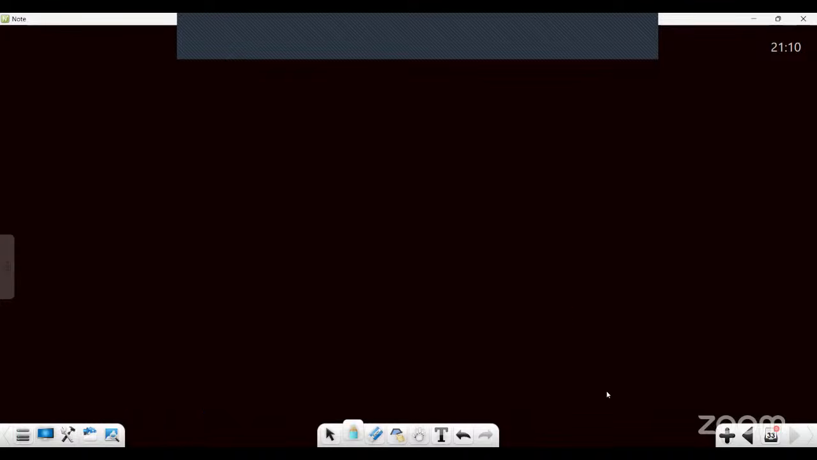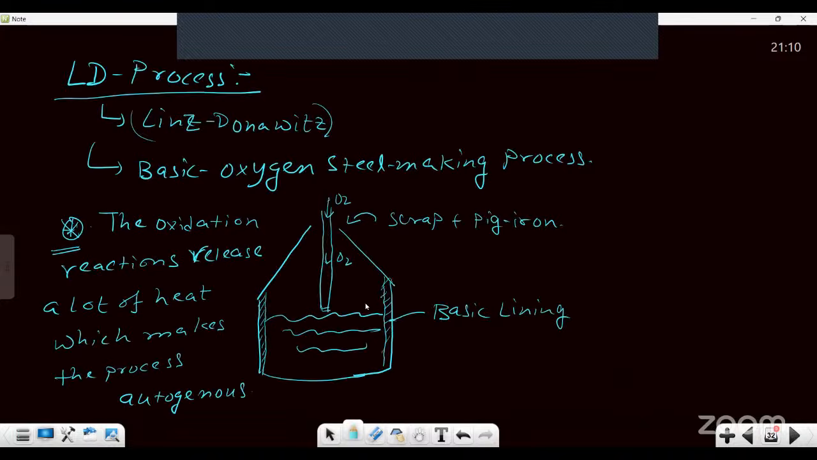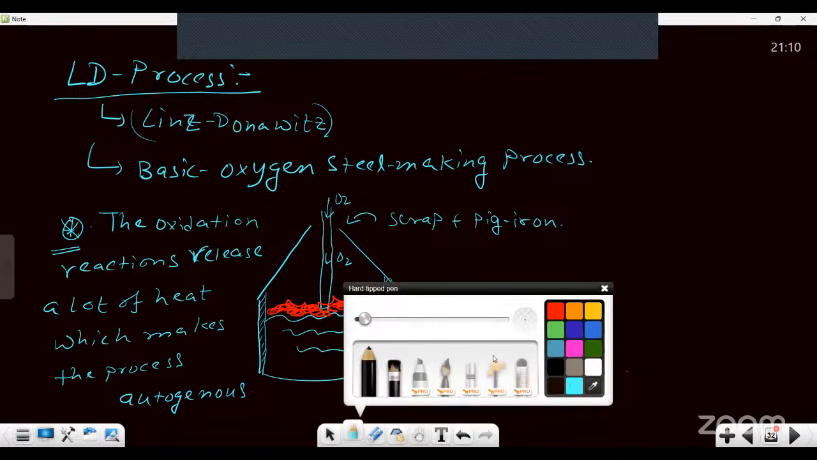Now, as carbon gets oxidized, a large volume of CO gas is also generated. Because carbon is also getting oxidized in this process, a large amount of CO gas, or carbon monoxide gas, is generated, creating a foamy slag. So the slag that is produced in this process is basically foamy. A lot of foam this slag will have.